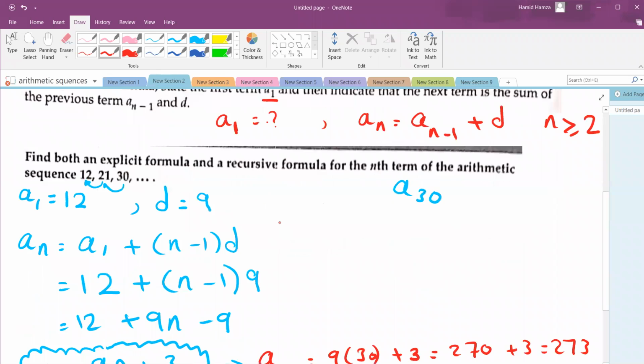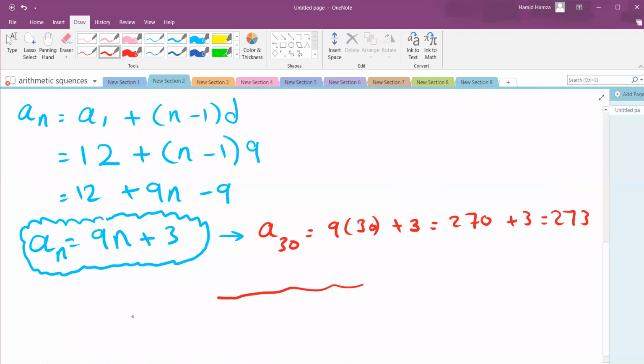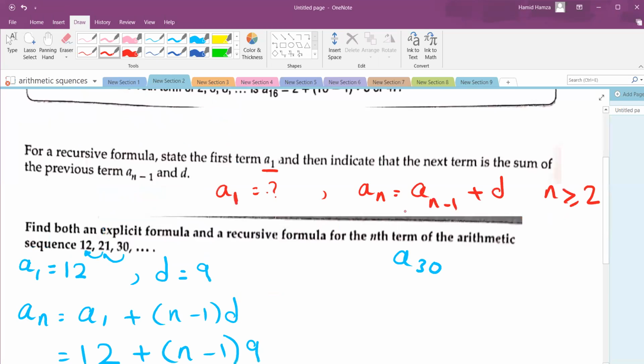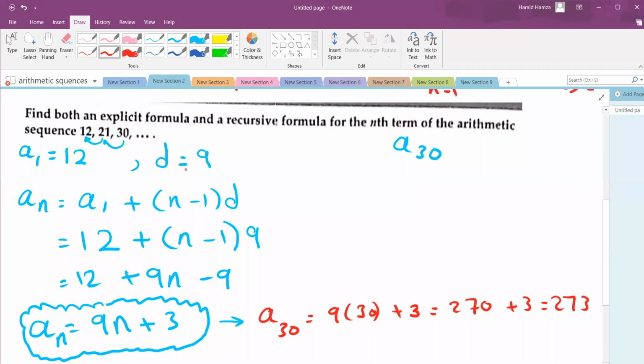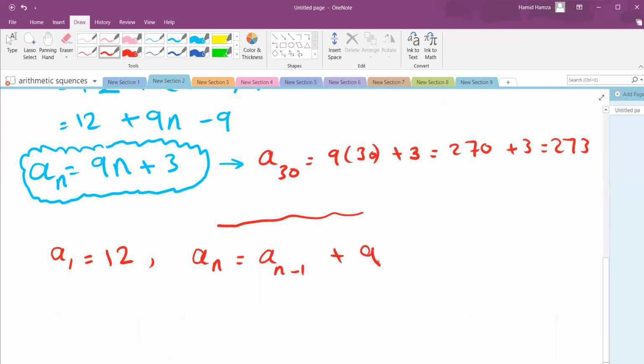Okay, now let's write it. It's very easy. First step, write A1. So A1 equals 12. Then we substitute in this formula. So it will be An equals An minus 1 plus D. D in this case is 9, so plus 9. And n greater than or equal to 2. So this is the recursive formula. Okay, so any question?